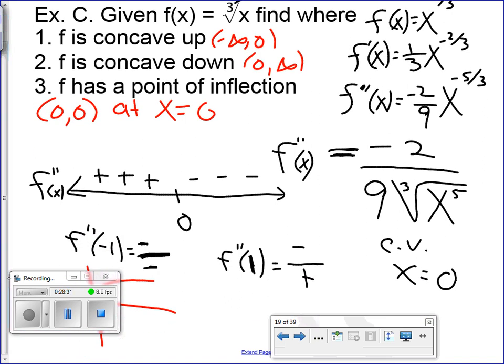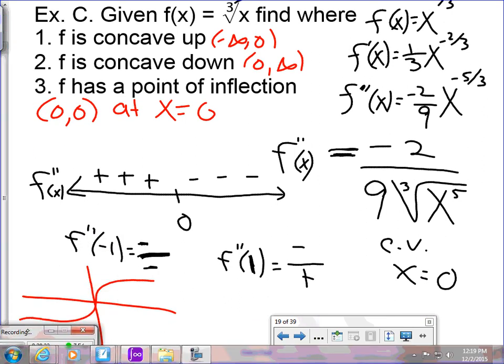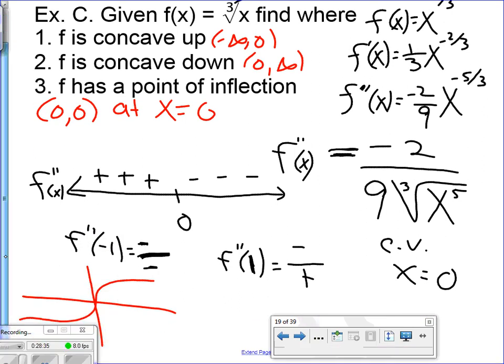What that tells you is it's concave up from negative infinity to 0. If you think about the graph of the cube root of x, that makes sense. And then it's concave down from 0 to infinity. And the point of inflection is at x equals 0.